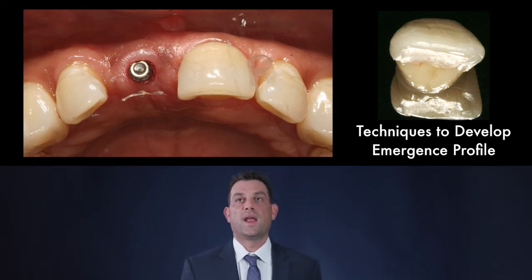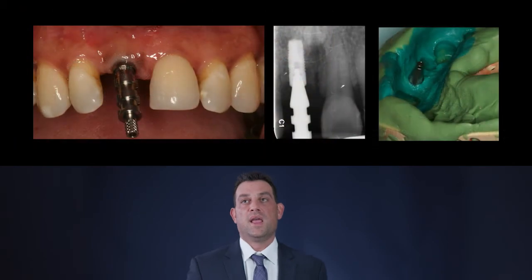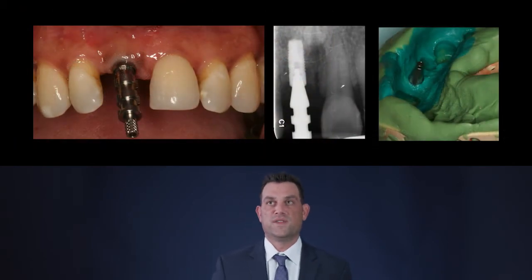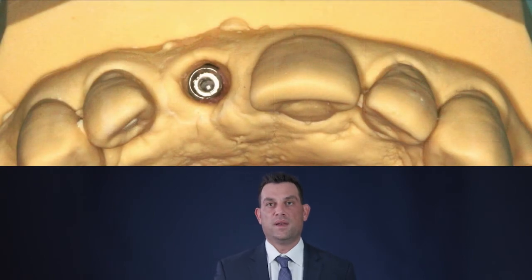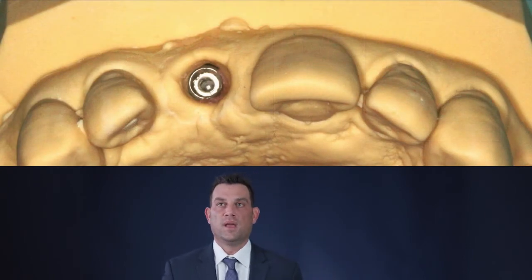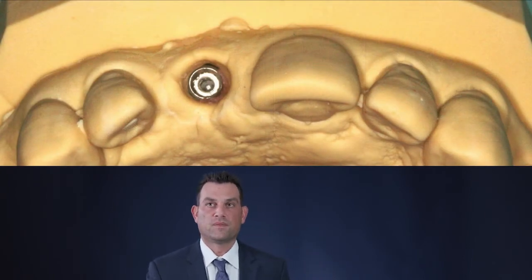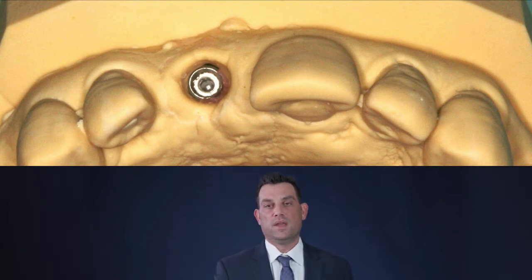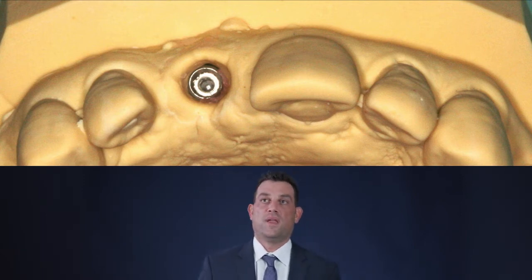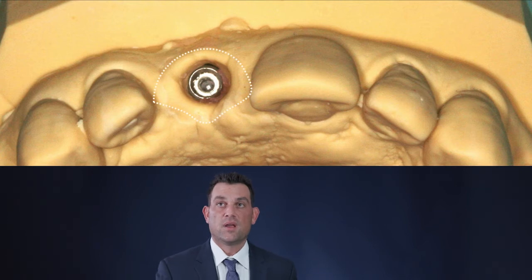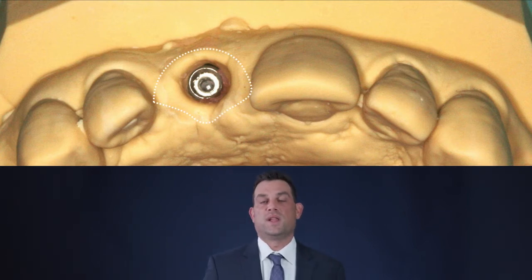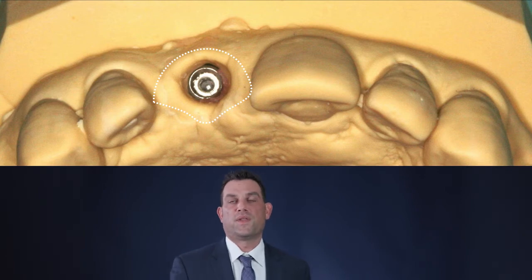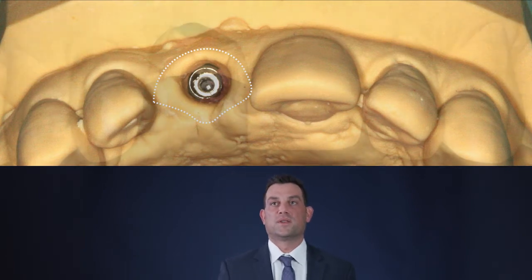In this case, what I ended up doing was creating a standard impression of this implant, took it to the lab, and then evaluated the anatomy of the gingival architecture. As you can see here, the emergence profile of a central incisor ought to be triangular. We have to take that round implant platform and convert that to this triangular appearance.